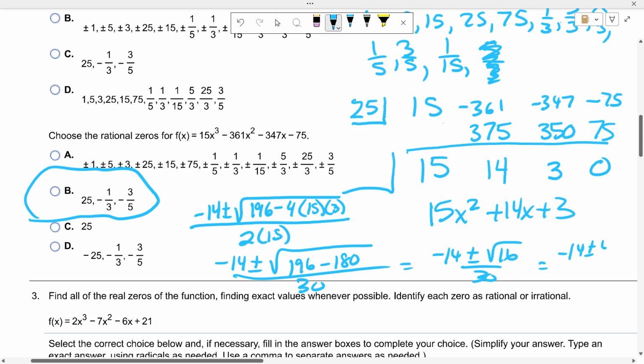Which is negative 14 plus or minus 4 over 30. This is negative 18 over 30, which if you divide both by 6 is negative 3/5. Or negative 14 plus negative 4 is negative 10 over 30, which is negative 1/3. Okay?